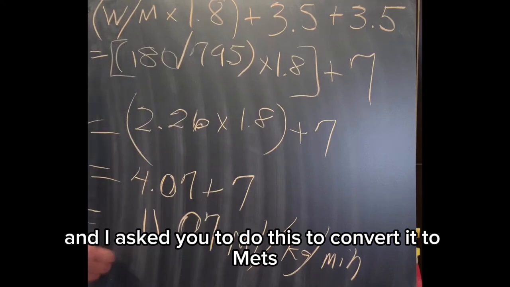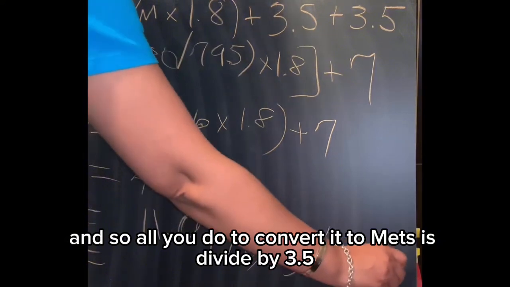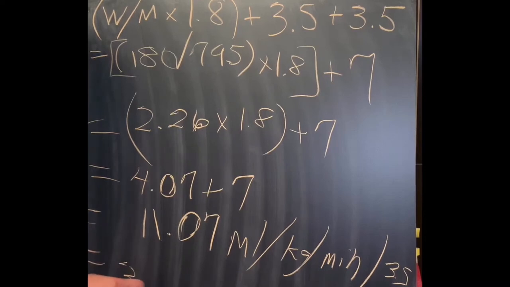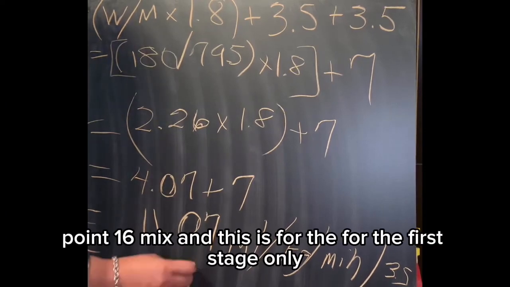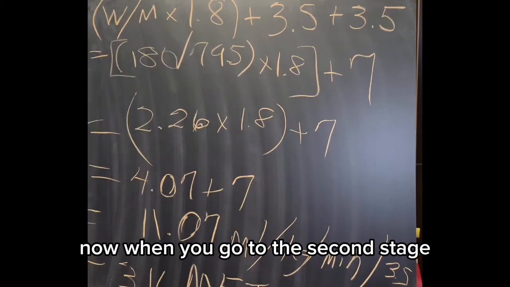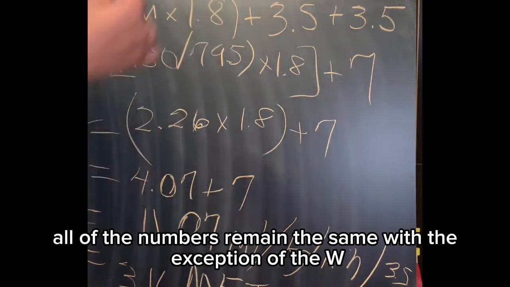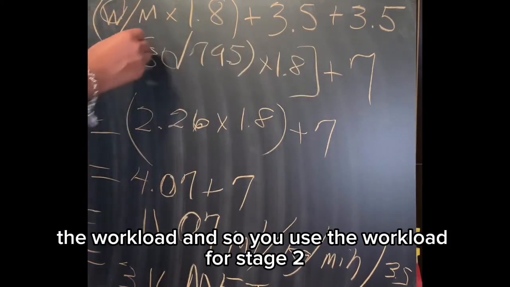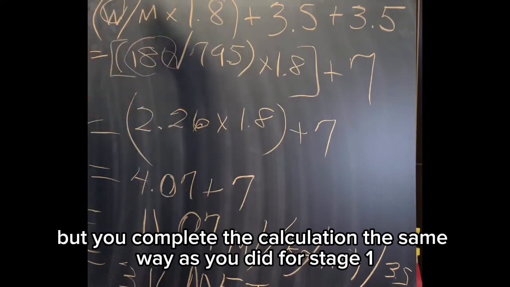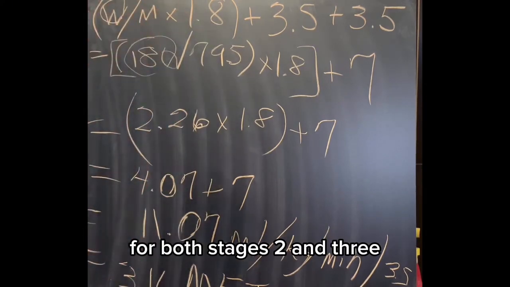And I asked you to convert it to METs. All you do to convert it to METs is divide by 3.5, and you'll get 3.16 METs. And this is for the first stage only. Now, when you go to the second stage, all of the numbers remain the same with the exception of the W, the workload. So you use the workload for stage 2, then the workload for stage 3, but you complete the calculation the same way as you did for stage 1.